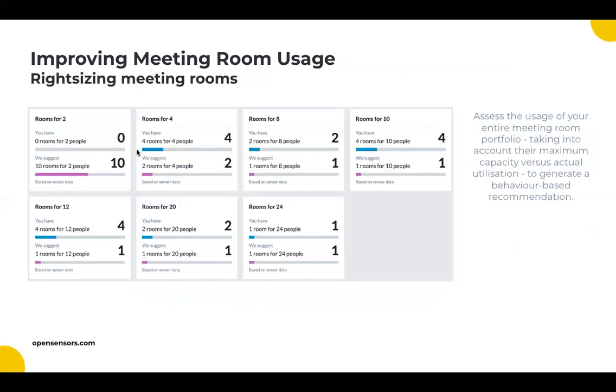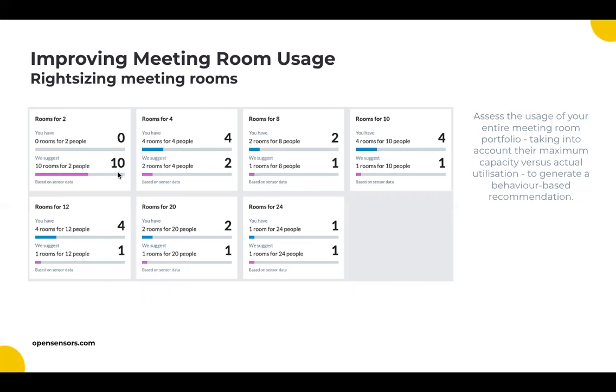So that's looking at desks. And now we want to move quickly onto meeting rooms. And what you can see in front of you is the Open Sensors suggestions calculator, or right sizing calculator. So what this is doing is looking at how every meeting room you have throughout a space is being used and how many people are in those rooms, and then calculating what a more suitable array would have been. So here, where you can see they have 0 rooms for 2 people and 10 rooms for 2, and it suggests 10 rooms for 2 people.